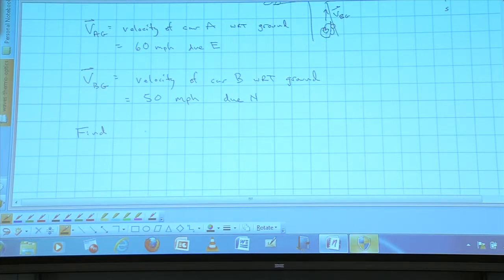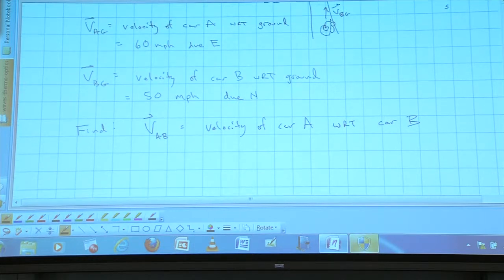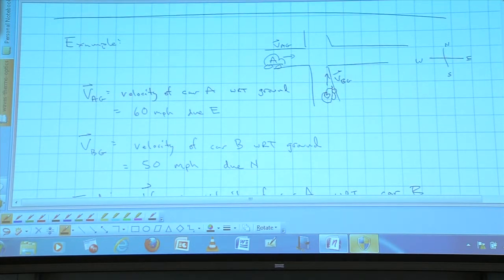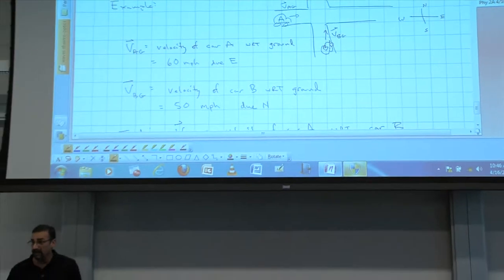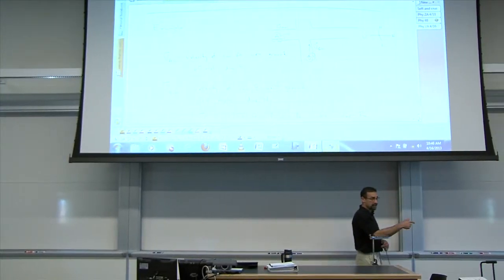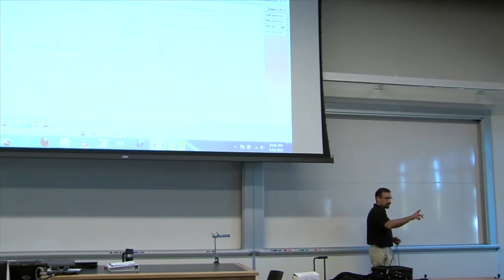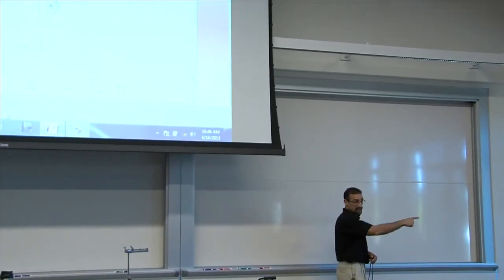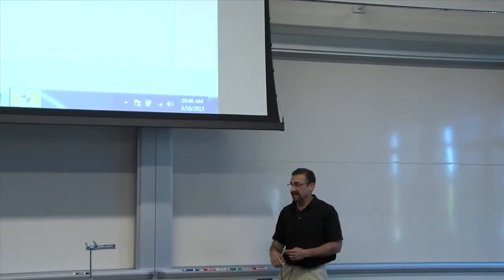And what I want is the velocity of car A with respect to car B. The idea here is that it depends on the observer, right? So that's what this means with respect to. If I'm walking at 1 meter per second in this direction, I see you as moving that way at 1 meter per second. You see me moving this way at 1 meter per second, right? So a lot of it depends on the observer.